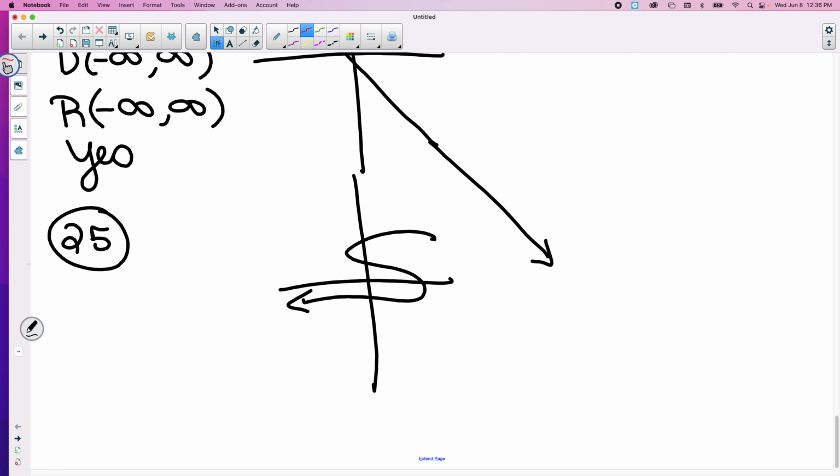See, it has these arrows on there. That means it's going to keep going this way. It's going to keep going that way. We should have done 23. So negative infinity to infinity. Okay. What's the range going to be? Negative 1, positive 1.